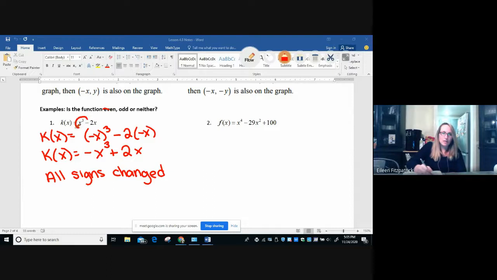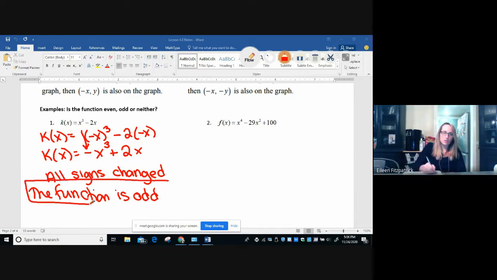The x to the third became negative, and the negative 2x, let me erase so I can see what I'm saying. So the x to the third became a negative, and the negative 2x became positive. Because all the signs change, that means the function is odd.